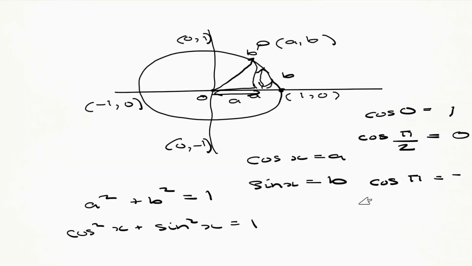What about cosine of 3 pi on 2? That is again 0. And finally, we've got cosine of 2 pi. We're back to the revolution, so that's 1. Let's have a look at values for sine.